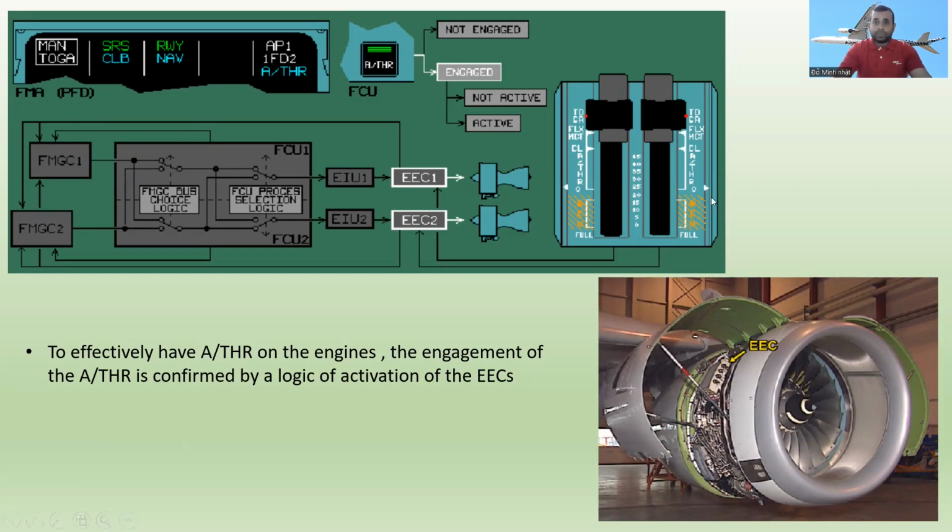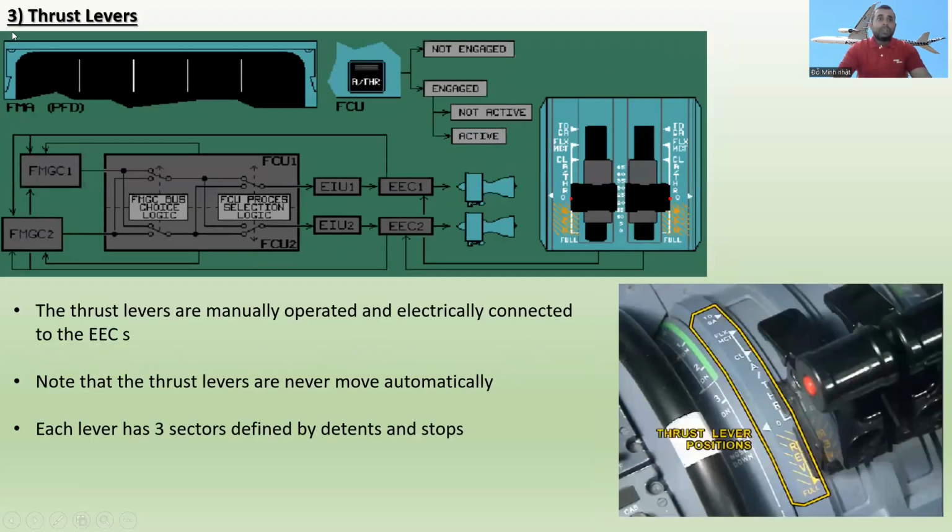Now the thrust levers. We are talking about the thrust levers. These are the thrust levers. The thrust levers are manually operated and electrically connected to the EEC. Remember, the thrust levers are the actual way. Thrust levers are manually operated and electrically connected to the EECs, EEC number 1 or EEC number 2. Note that the thrust levers never move automatically.